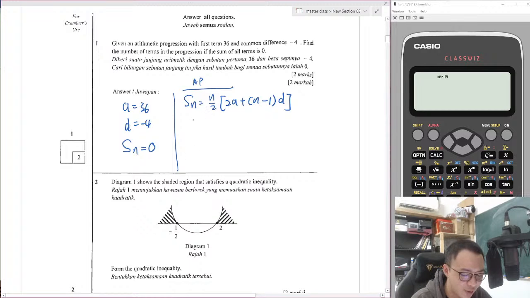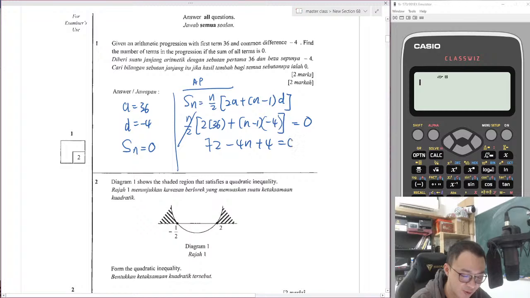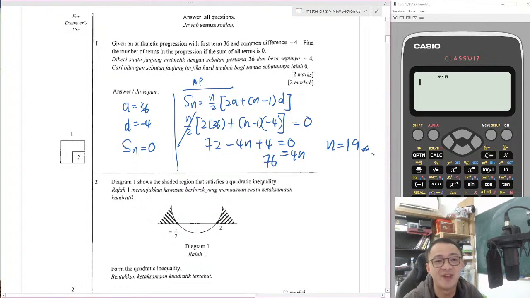Therefore, I know Sn equals 0. My n is unknown, so I just leave it there. 2a is 72, plus (n - 1) times d, which is -4, equals 0. The n over 2 I can cancel, basically move to the other side, because 0 divided by n over 2 still gives 0. Be very careful with the -4 multiplied by (n - 1). You will have 72 - 4n + 4 = 0. So 4n equals 76, then n equals 19. Like this, I can easily get my n value.